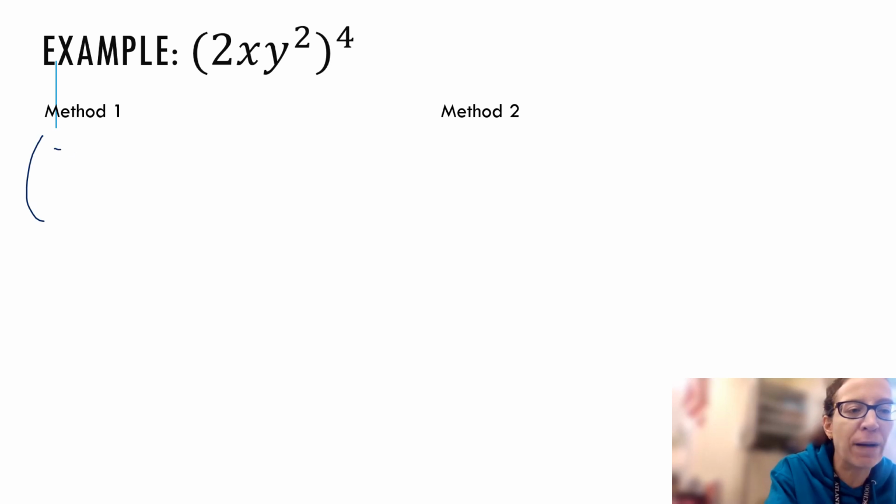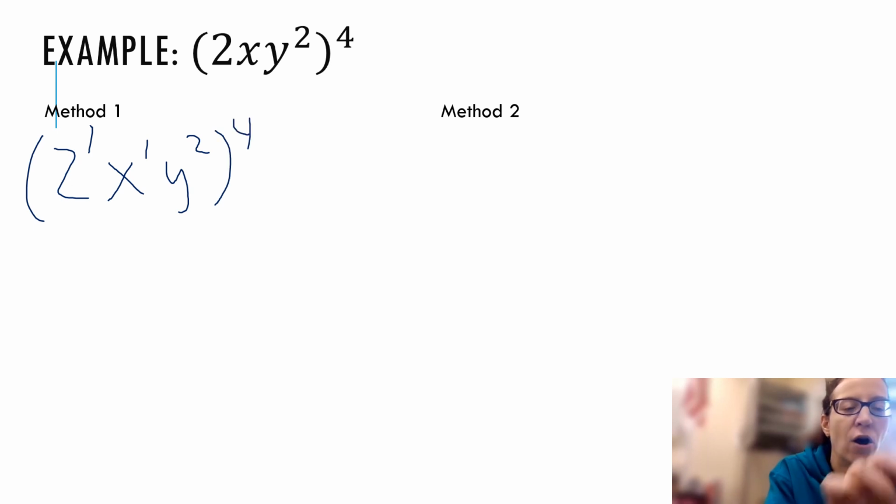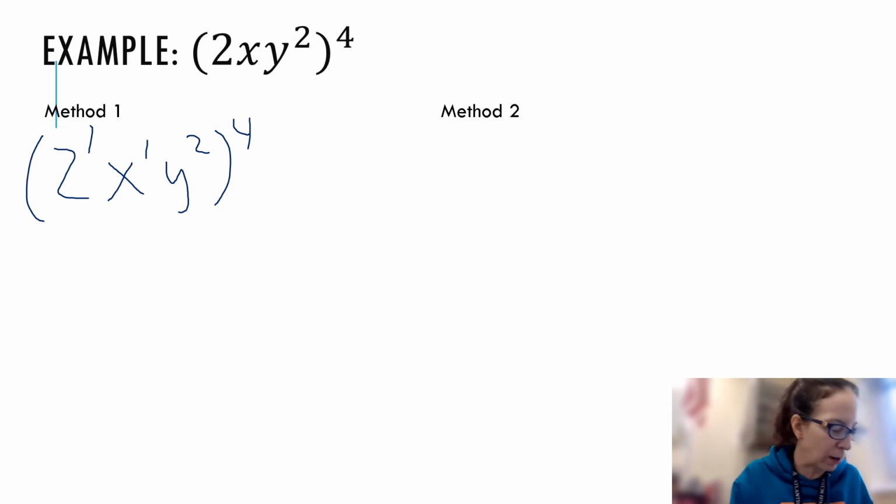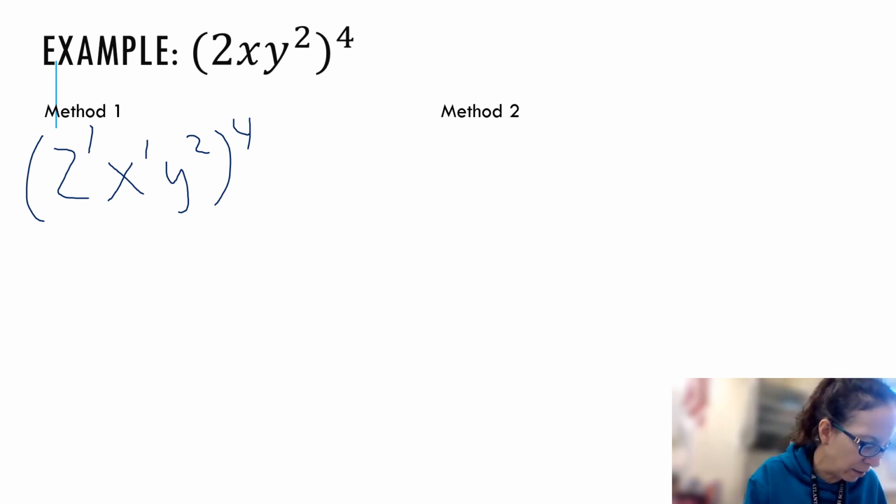So this first method, what I'm going to do is just remind you that the exponents on the 2 and the x are 1. So that's 2 to the first power times x to the first power times y to the second power. And where this might get a little bit messy, we have a lot going on. And where these problems get difficult is when you have multiple laws all coming in at once.